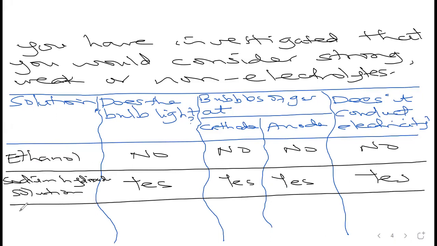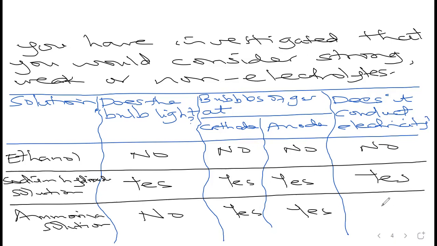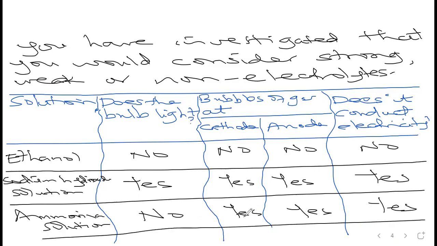If you use ammonia solution, this is what you'll see. Does the bulb light with ammonia solution? No, it won't light. Do you see bubbles of gas at cathode? You will see them. Do you see bubbles of gas at anode? You will see them. Does it conduct electricity? Yes. But teacher, it doesn't light the bulb. It doesn't light the bulb, but it conducts electricity. So it's upon you to classify it as either a strong or weak electrolyte.